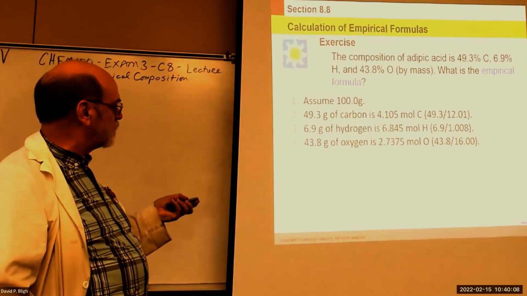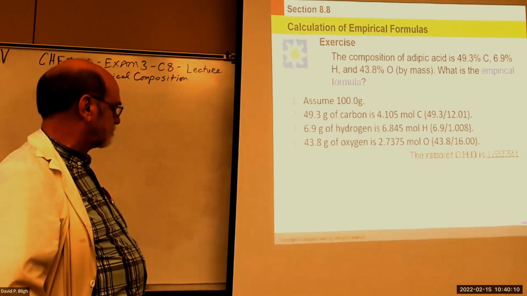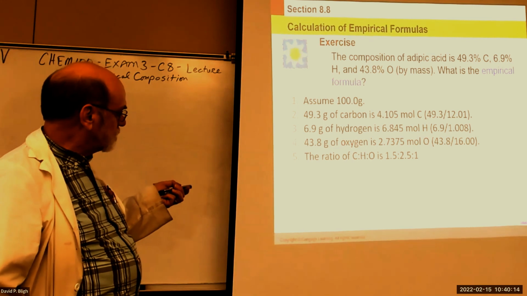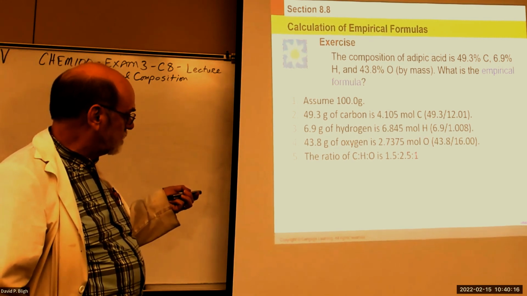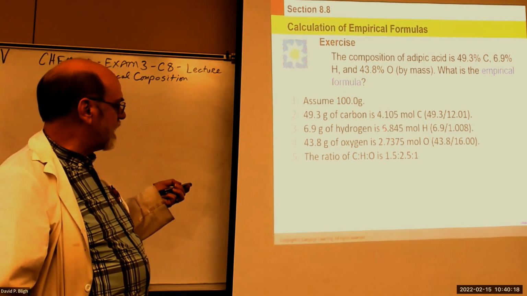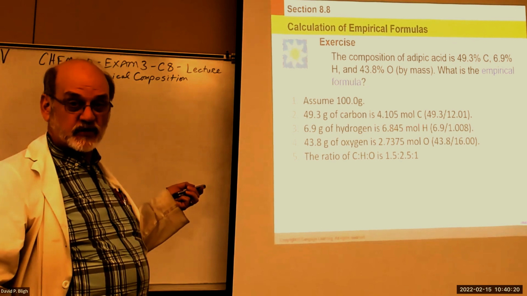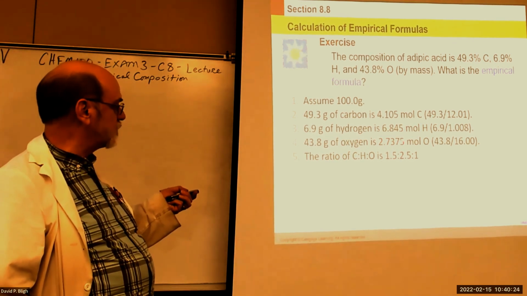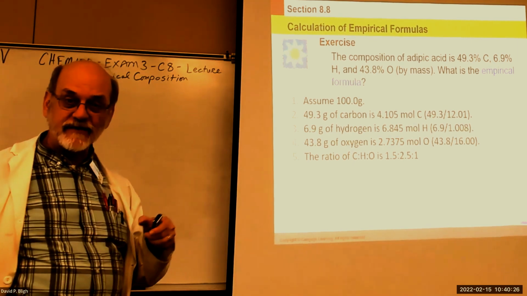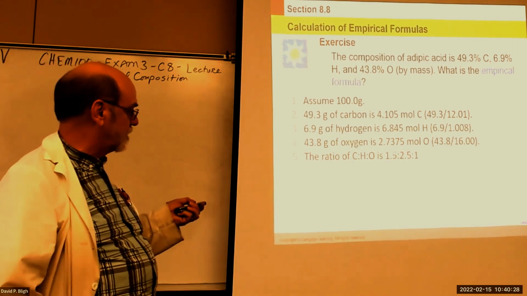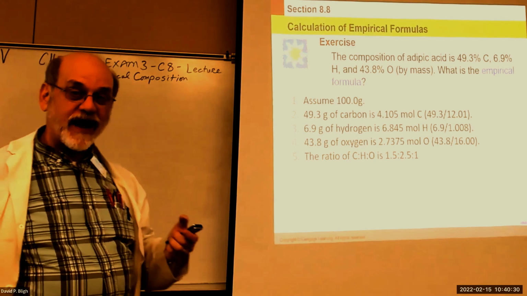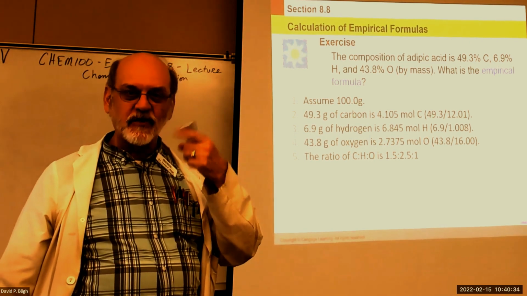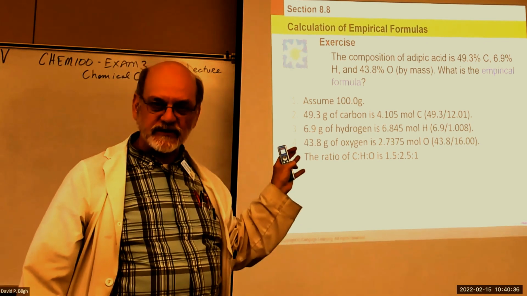2.7375 divided into each one of these. Right? So oxygen will be 1. 2.7375 into 6.845 is about 2.5. And then 2.7375 into 4.105 is about 1.5. So how do you get rid of the fractions? Well, a half times 2 is 1. Right? So multiply the whole thing through by 2.